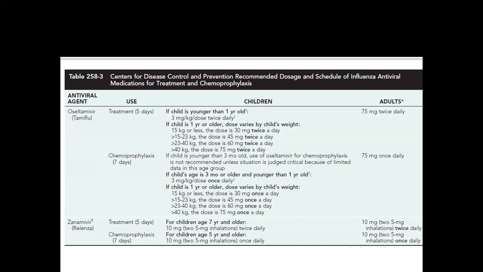So if we see the recommended dosage, we know that for oseltamivir, the treatment dose is given as a BD dose, and for prophylaxis, it is given as a once daily dosage. There is age-based dosing criteria which is available. Similarly, for zanamivir, nebulization or inhalations are available from 7 years. Age-based criteria is available both for treatment as well as prophylaxis.